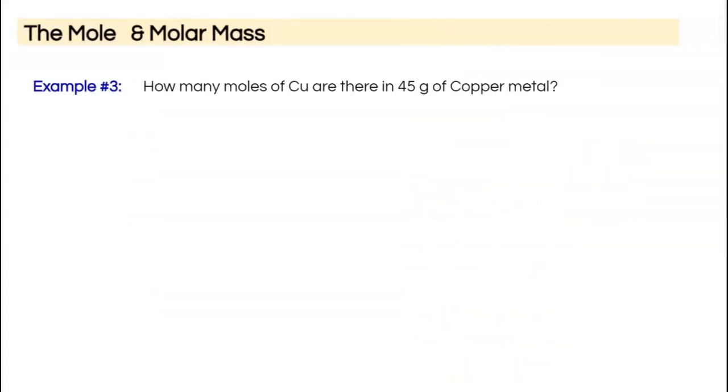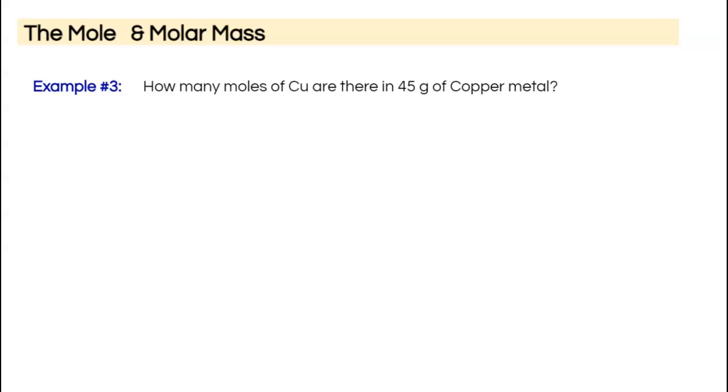So in example number 3, it says, how many moles of copper are there in 45 grams of copper metal? Okay, so I'm going to encourage you to pause this video, give this question a try, and then resume the video when you are ready. All right, I'm going to take this up.